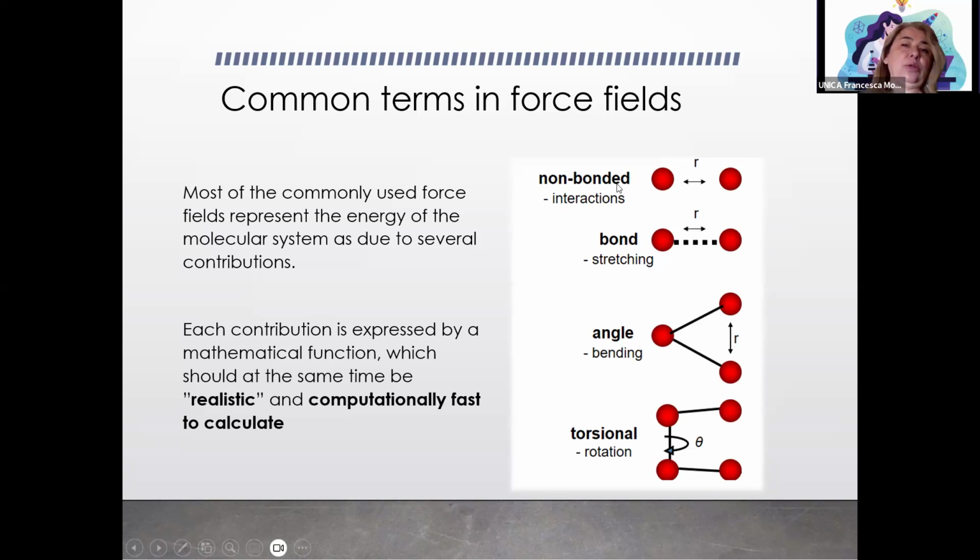One contribution, which actually comprises several more terms, is due to the non-bonded interaction, so van der Waals and electrostatic interaction. And then there are a set of bonded terms, which comprise the stretching of the bond, the bending of the angle, and the torsion of the angle.